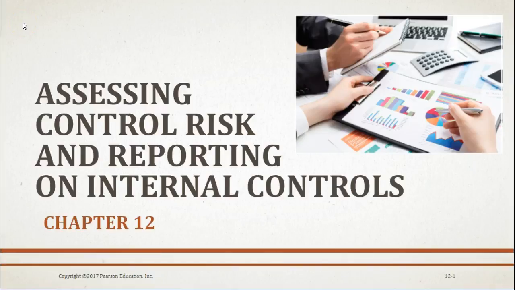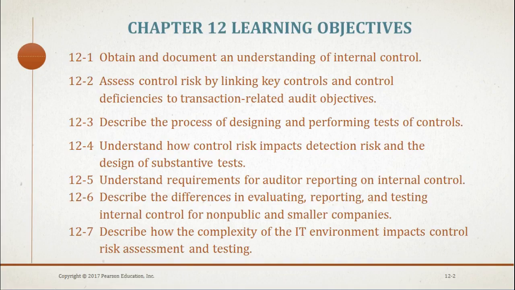In this chapter, we will cover the process for understanding internal control and assessing control risks. At the end of chapter 12, you should be able to do the following. You should be able to obtain and document an understanding of internal control. Assess control risks by linking key controls and control deficiencies to transaction-related audit objectives.